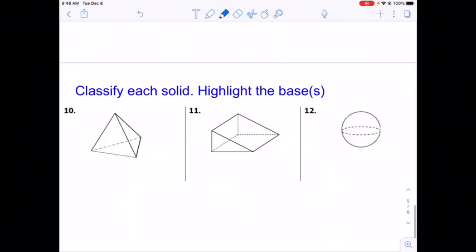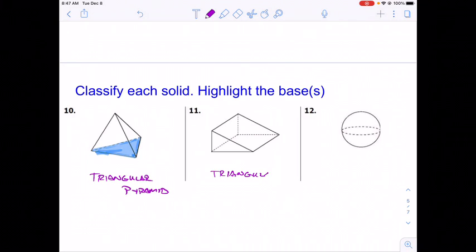All right, let's take a look at the last three here. The base in this one, it's kind of hard in some of these shapes to determine. In a pyramid, the triangles that go around are all going to be based on the sides of the shape here. So this is a triangular pyramid. This next one here is a triangle base, and we have two triangle faces that are parallel to each other, so this is a triangular prism.